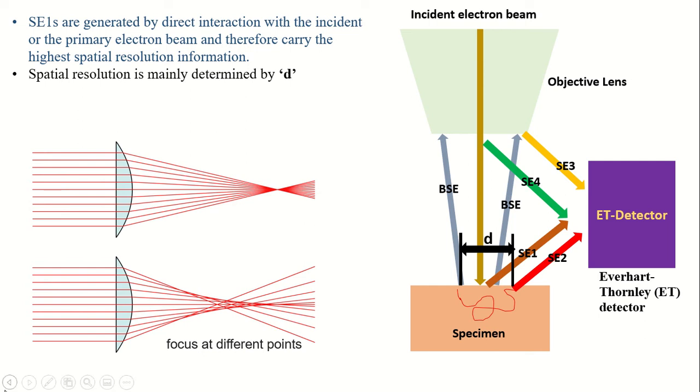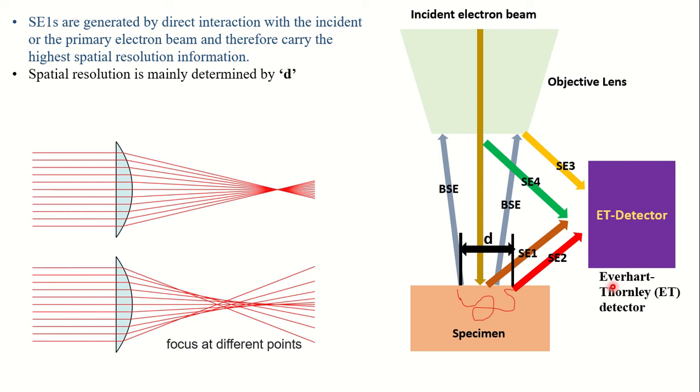Here we can see when the incident beam strikes the sample surface or the specimen, we have different signals generated from the sample surface, like SE1, SE2, SE3, SE4, and BSE. So chiefly here I will talk about the secondary electron, which will be detected by the SEM detector, the ET detector, the Everhart-Thornley detector.